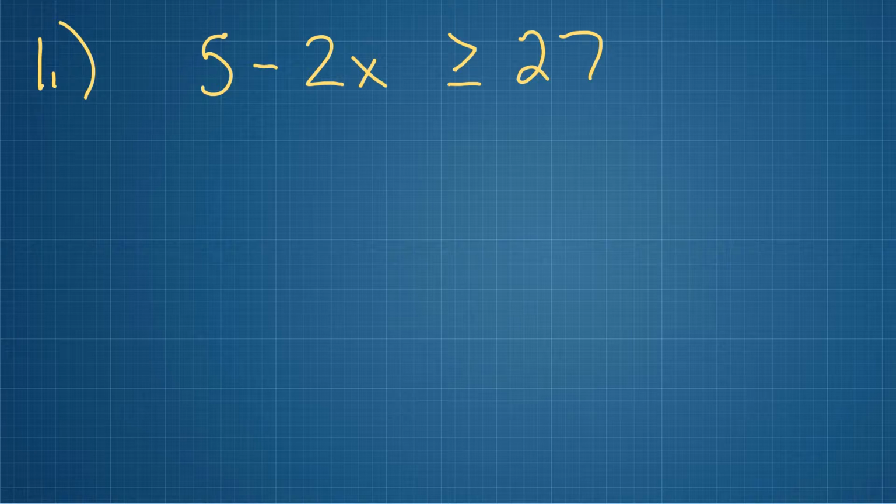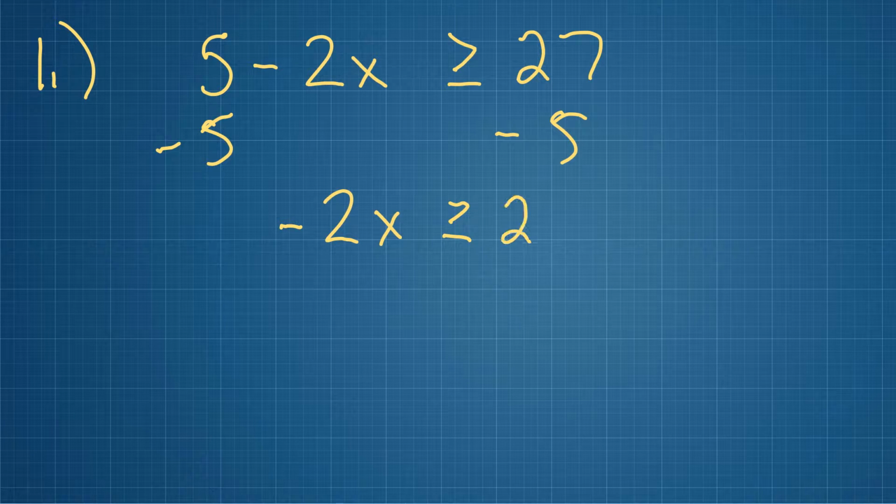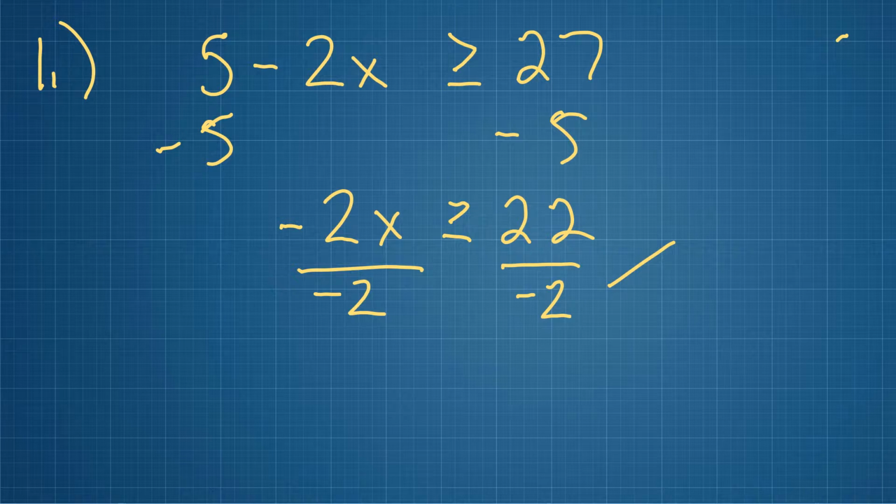Number 1, I have 5 minus 2x is greater than or equal to 27. So I'm going to use my PEMDAS in reverse. I'm going to get rid of 5 from both sides. I get minus 2x is greater than or equal to 22. Now, I have to get rid of the negative 2 in front of x, so I divide both sides by negative 2. Remember, that's our rule.